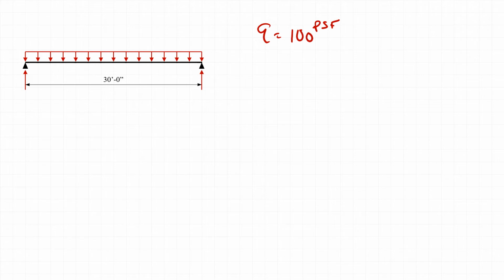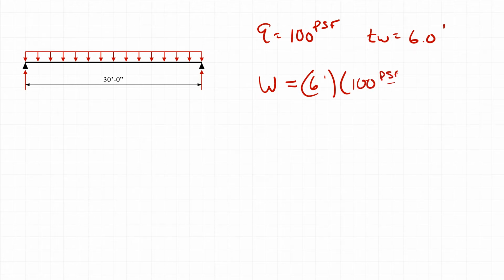And we're going to recognize that the girders are spaced at 6 feet intervals, so we take the tributary width as equal to 6 feet. So we can calculate the uniformly distributed load W is equal to 6 feet times the pressure loading of 100 pounds per square foot, or that's equal to 600 pounds per linear foot. So this load up here is W is equal to 600 pounds per linear foot.